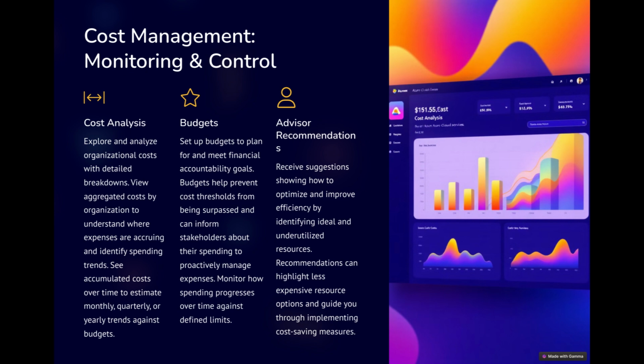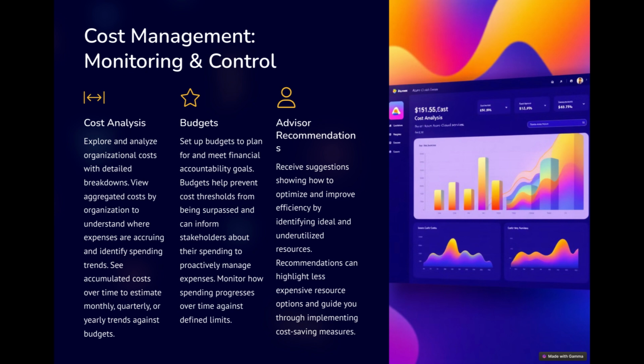Speaking of budgets, our source mentions setting up budgets in Azure. How does that work? Within Azure Cost Management, you can set specific budget amounts for your subscriptions, resource groups, or even based on tags. This helps you proactively plan and manage your spending according to your financial goals. And you can even configure alerts so you're notified when spending hits a certain threshold, like 80% or 100% of your budget. This helps you stay on top of things and prevent going over budget. So it's not just about looking at past spending, but setting limits for future spending.